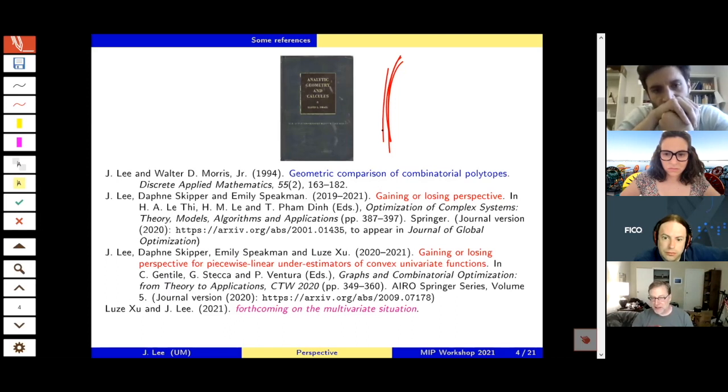And then I started doing it professionally in 1994 with my friend Walter Morris, trying to see what the volumes are of sets that can be relevant to combinatorial optimization. So as I said, we compared the perspective and naive relaxation before. That's this paper here. And what I'm talking about today, if I ever get to it, is this.